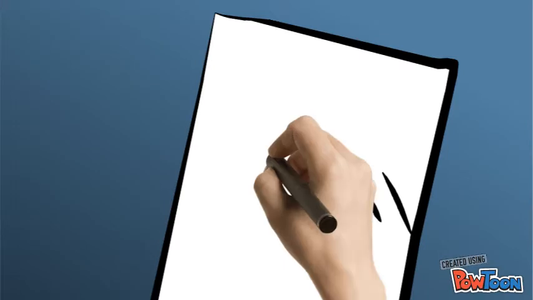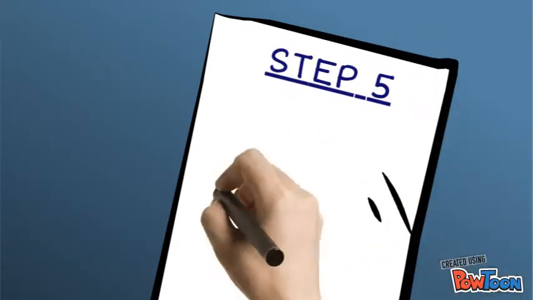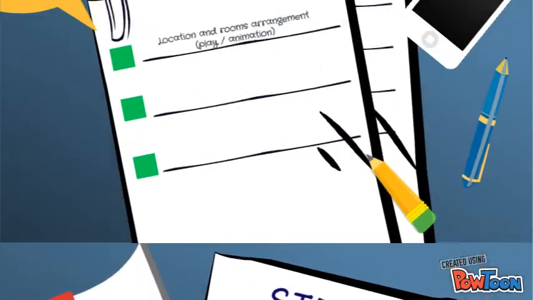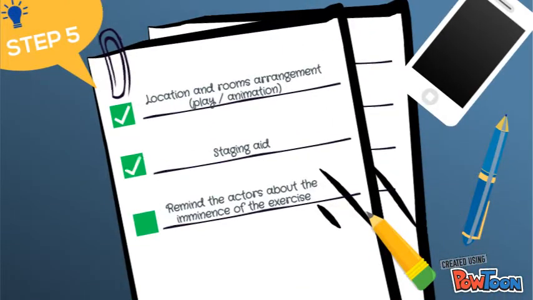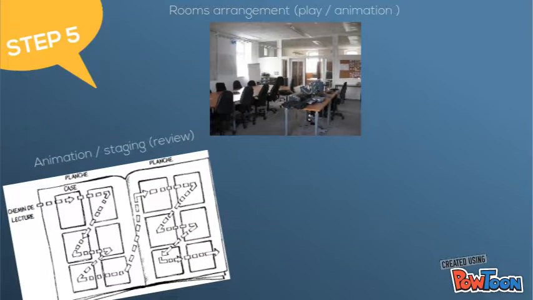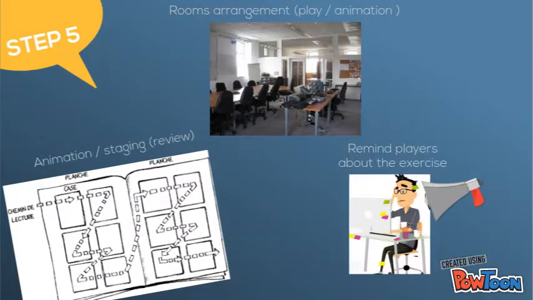Step 5. Mobilization and reminders. You have now to check that everything and everybody is ready in the situation and animation. Once again, think about rooms arrangement. The staging is revised with all the actors of the animation team. Remind the instructions and in particular the capacity of improvisation. Don't forget to remind all the participants of the holding of the exercise.